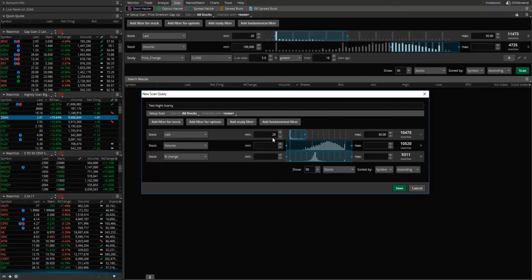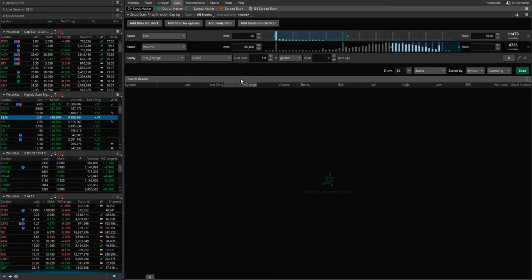That's my range. The system is going to search for stocks between 20 cents and $30 at any given moment. Volume, right? I want something that's liquid, so I like a minimum volume of 500,000 shares, no max. And then I want stocks that are at least up 5%, so I just put 5% and no max. So this is the name, this is my criteria, and I hit save.